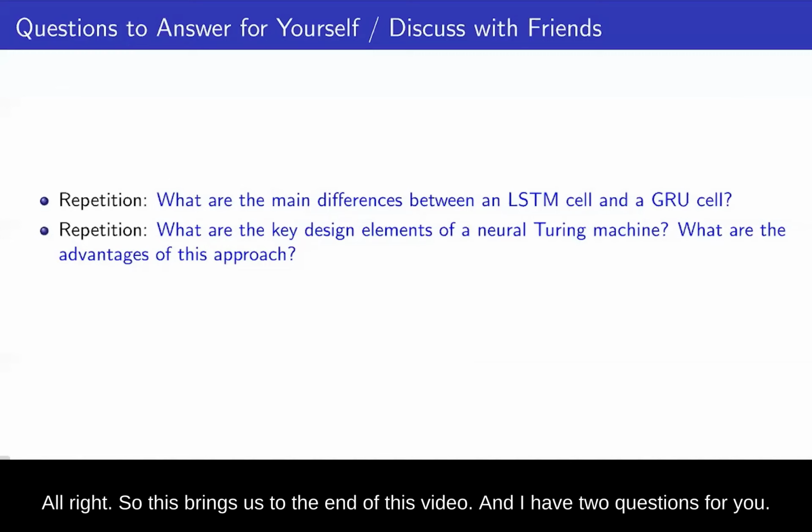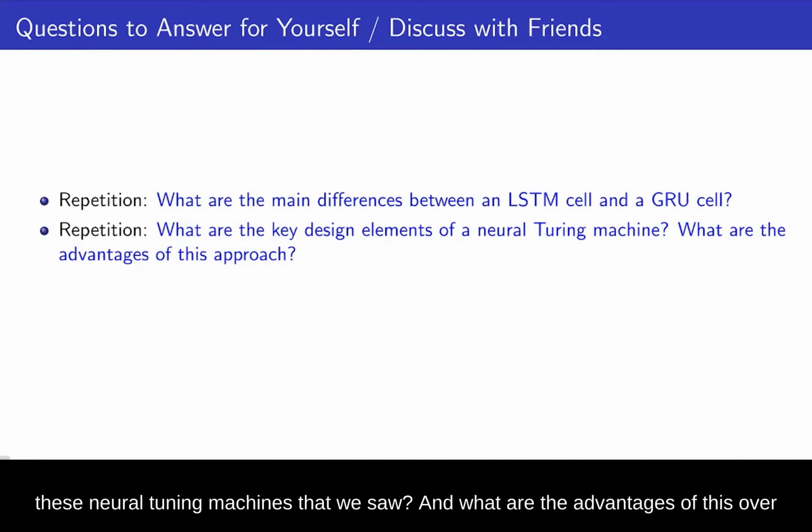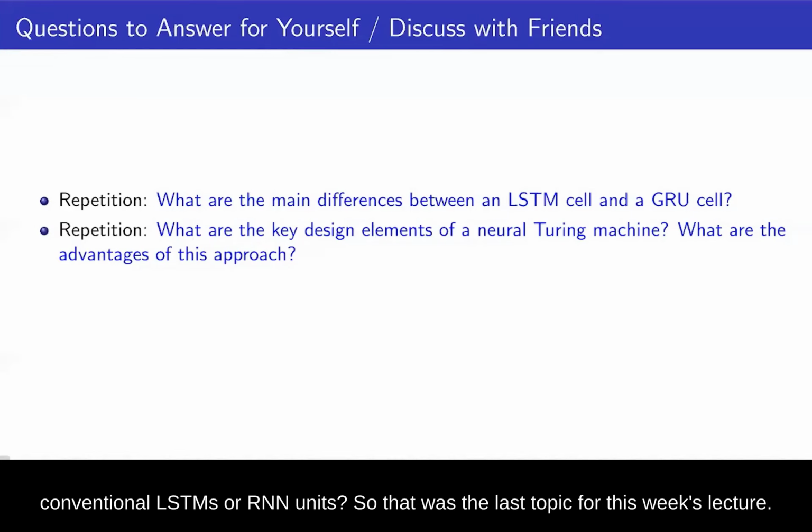All right, so this brings us to the end of this video, and I have two questions for you. What are the main differences between an LSTM cell and a GRU cell? What are the key elements in these neural Turing machines that we saw? And what are the advantages of this over conventional LSTMs or RNN units?